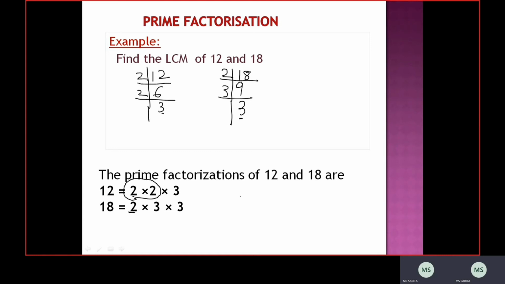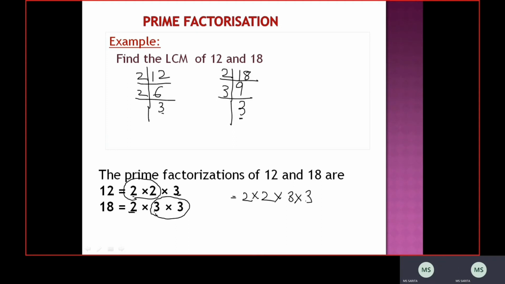So for this situation we'll take 2 times, where it is repeating maximum number of times. Now the second situation, 3 is in the prime factorization of 12, but it is 1 time only. But in 18 it's 2 times, and we are interested to take where it is maximum number of times. So that number I'm taking in the LCM.